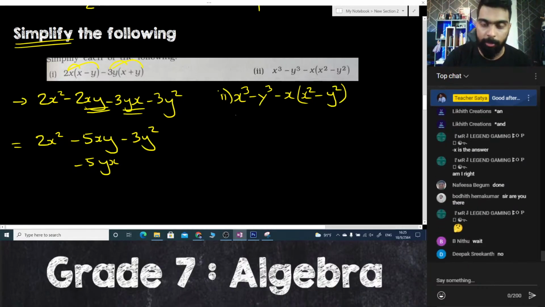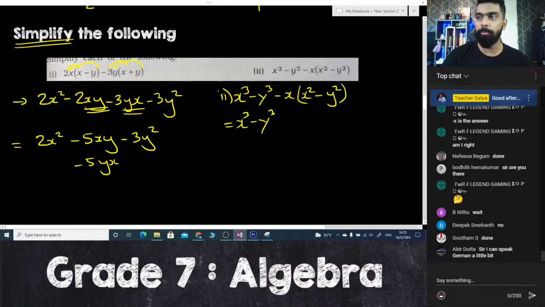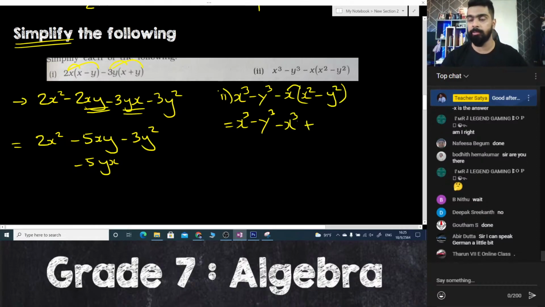Okay. All right. So I'm going to break the bracket. So we have x cubed minus y cubed, and we are going to break this bracket, right? So minus x cubed plus, because minus times minus will give us plus, right, guys? So plus xy squared.